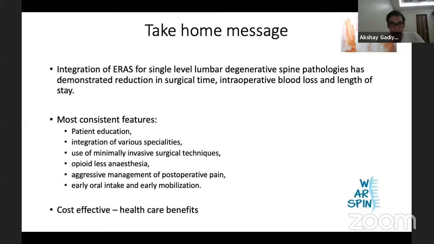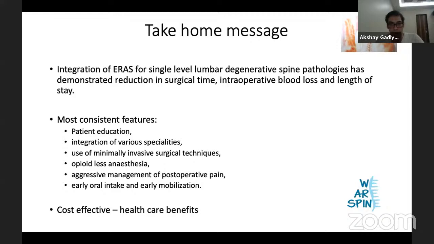As far as other elements are concerned, I think one was prehab. The second one was less and less use of opioids, especially during anesthesia. I think that is one part where we, as surgeons, don't try to intervene a lot. But again, if the anesthetist is on board and understands the importance of this, then definitely this will be beneficial.